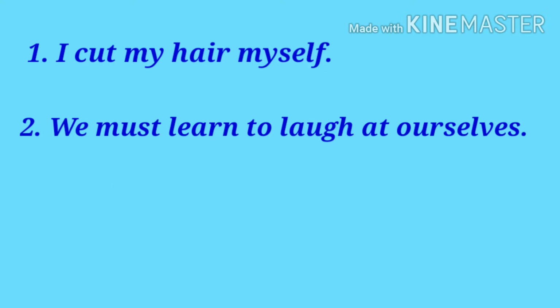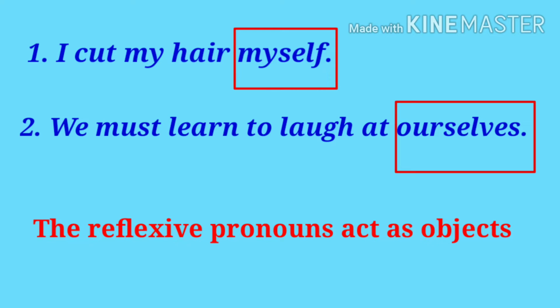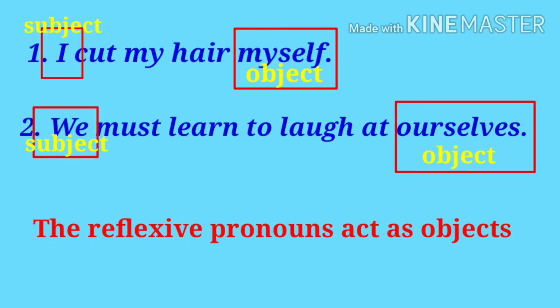And reflexive pronouns act as objects and not subjects and usually show that the person who does the action of the verb is the same person who receives the action. Like here in these sentences, myself and ourselves are the objects and I and we are the subjects.